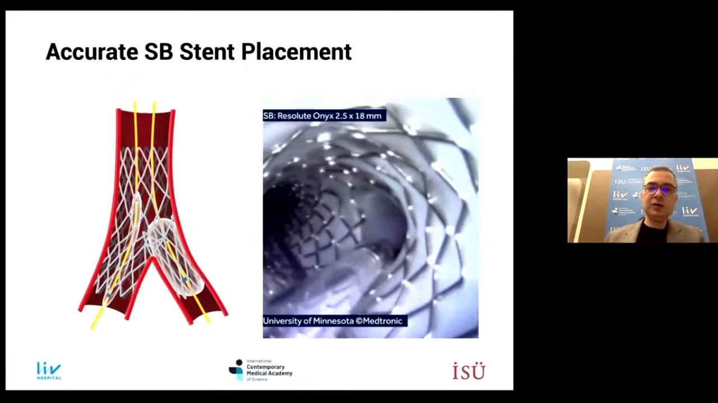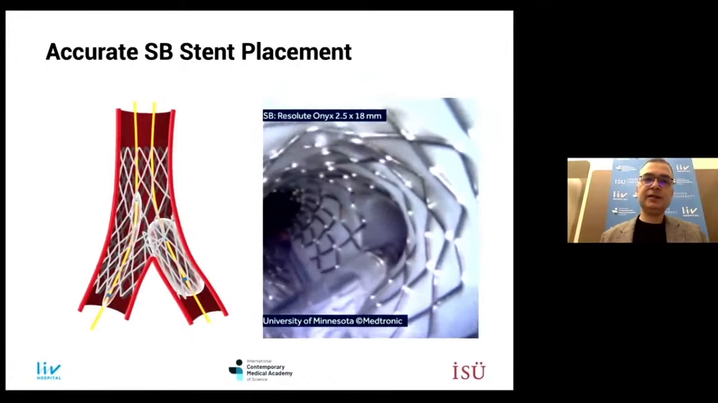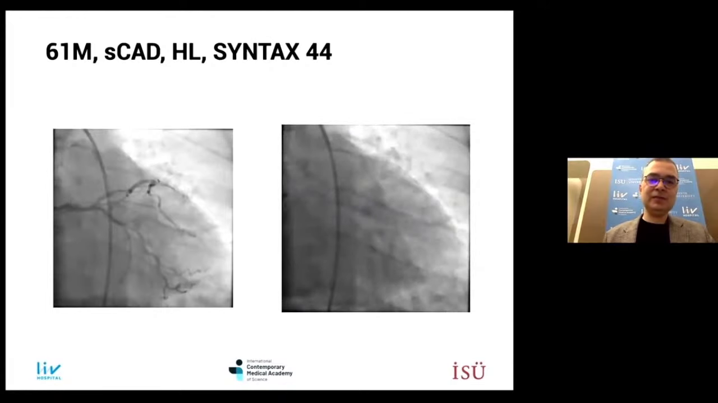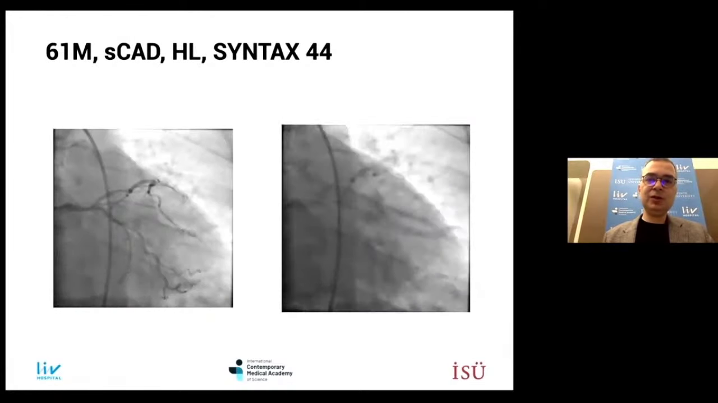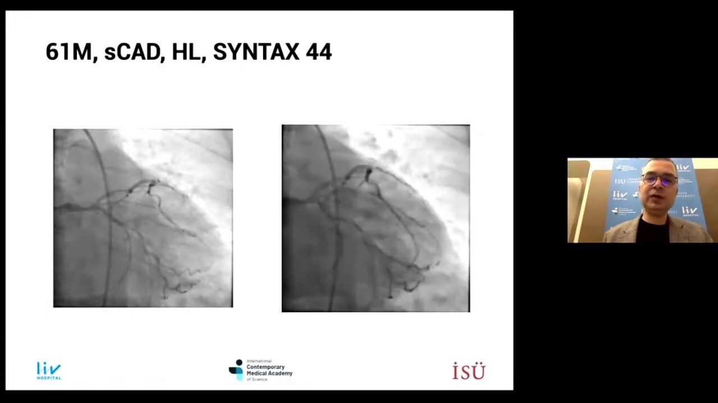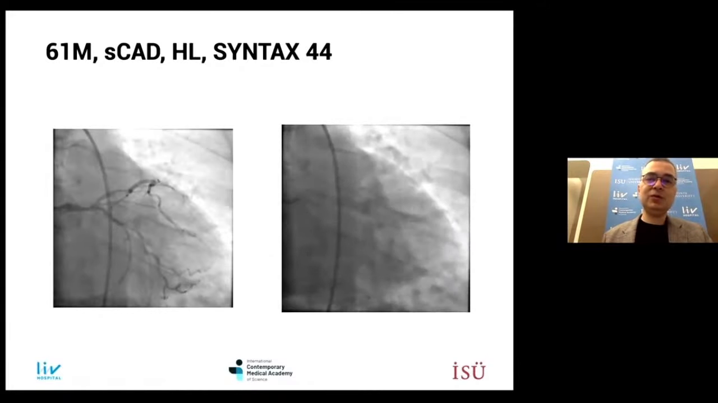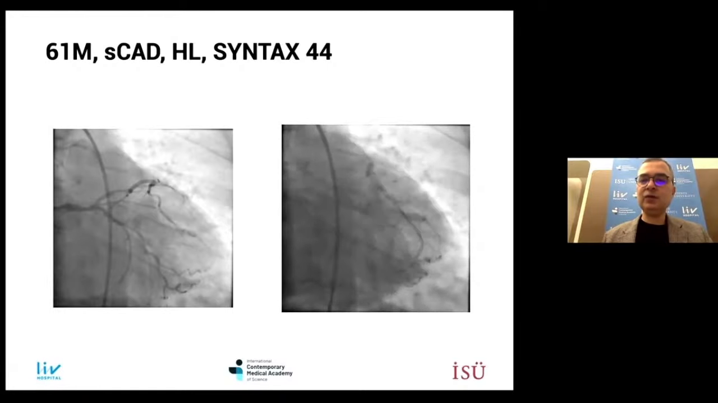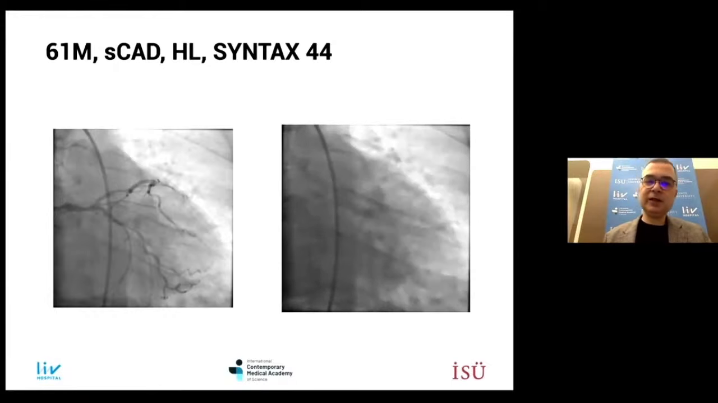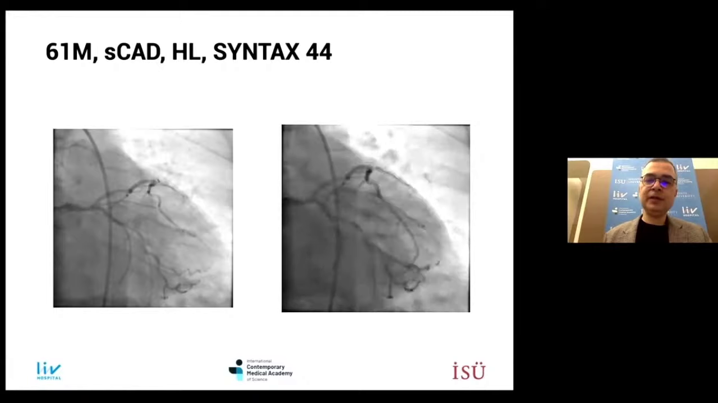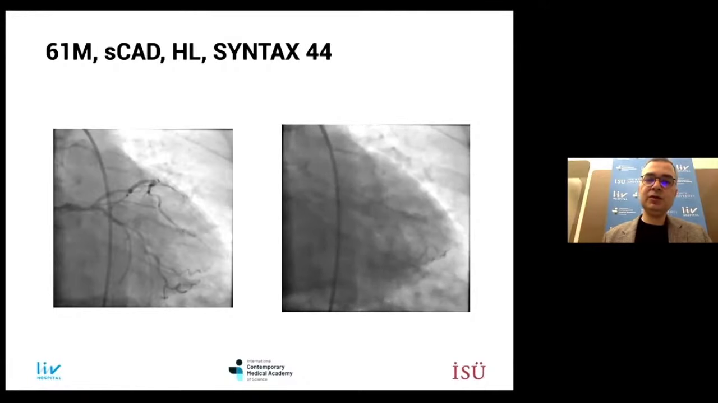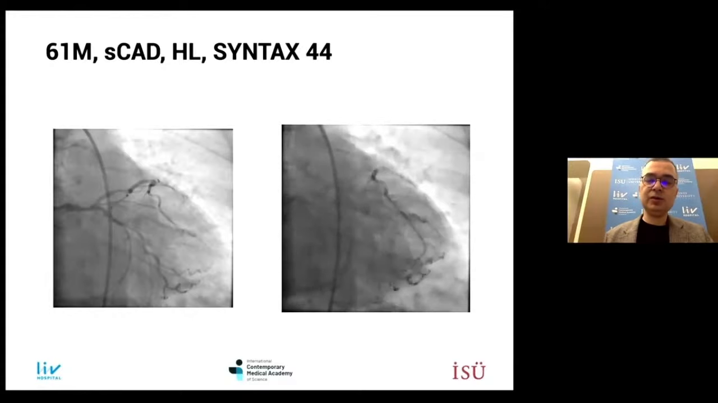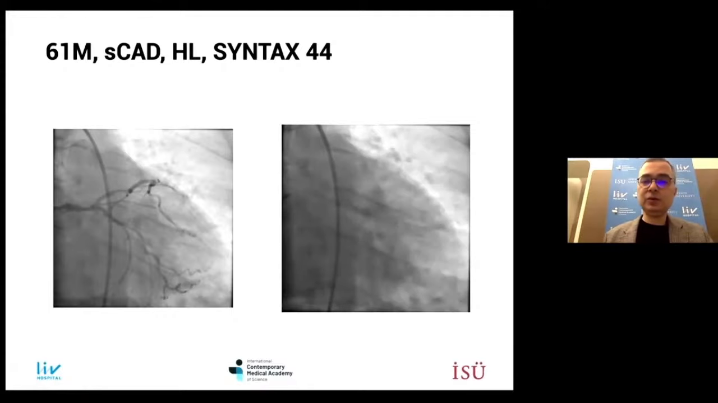So now I want to advance these slides to come to real examples. This is one of my patients, a 61-year-old male patient who had stable coronary disease. He also had hypercholesterolemia and a SYNTAX score of 44, which means, of course, bypass surgery. But the patient refused bypass surgery, and he wanted to have our opinion whether we could continue with a stenting procedure.